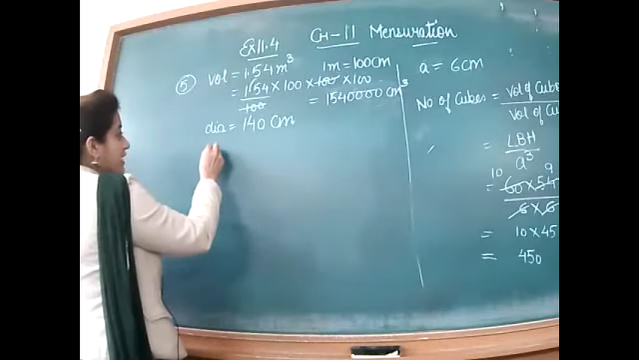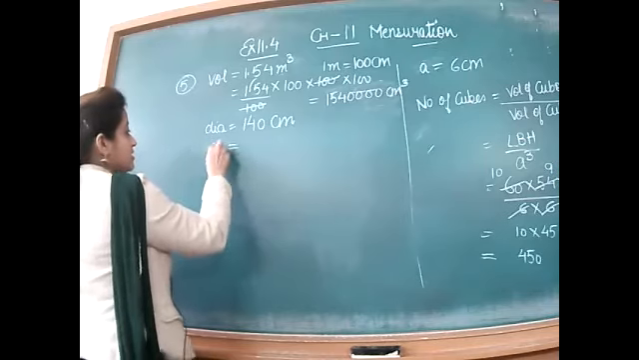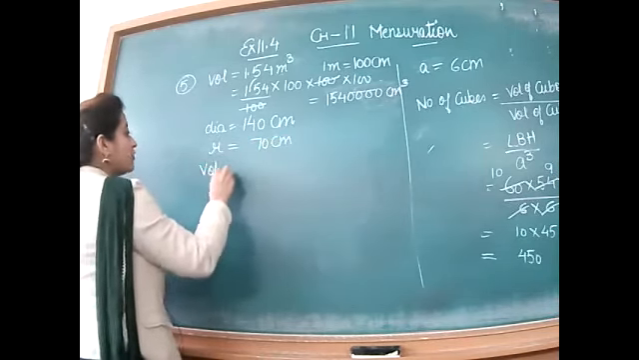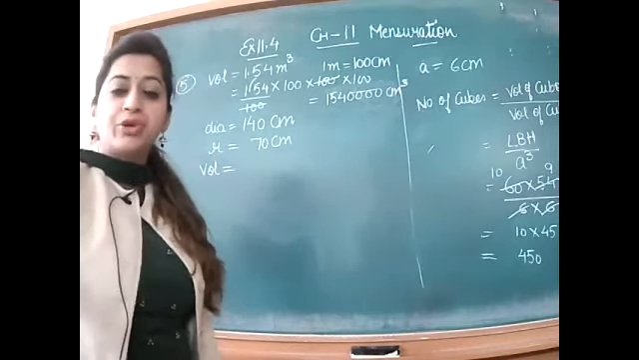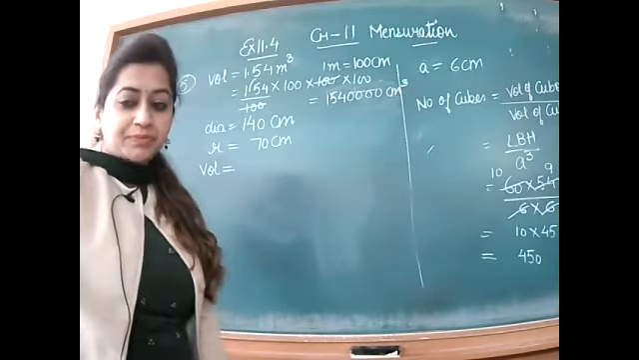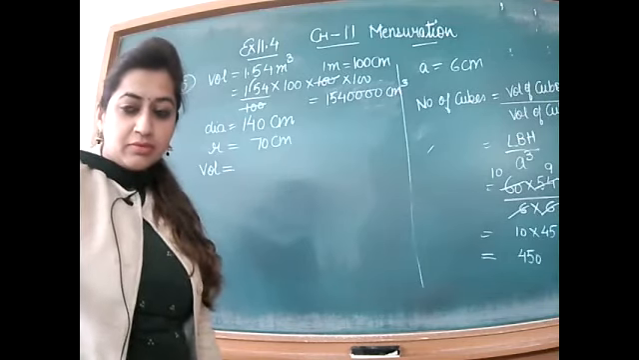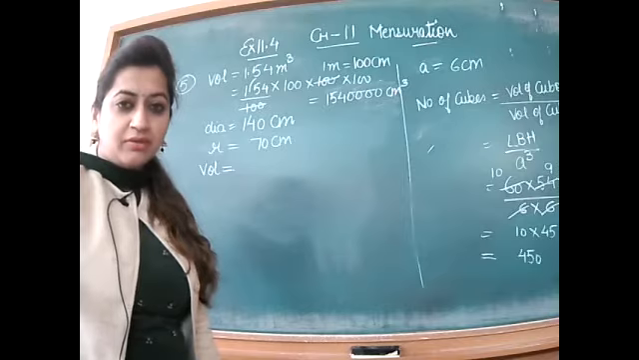Diameter is given. If the diameter is this, then what is the radius? Radius is 70 centimeter. Now apply the formula for the volume. Listen to me. Whatsoever thing is given to you, you will apply the formula for that. Okay? Am I audible?